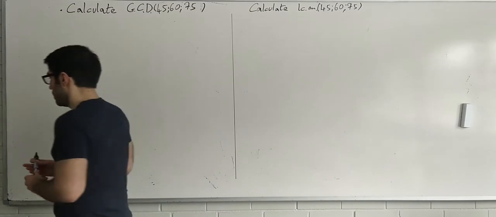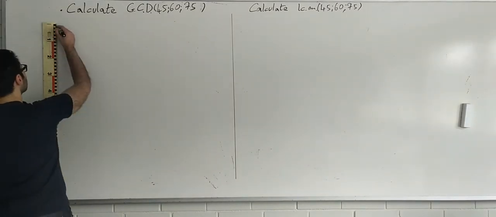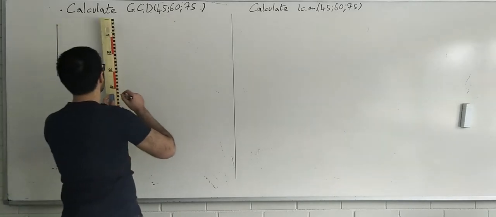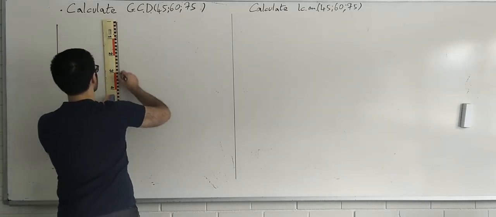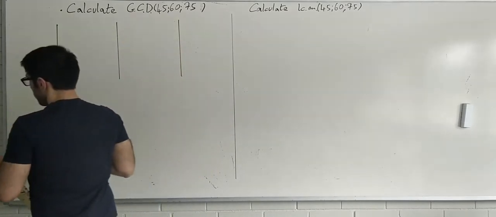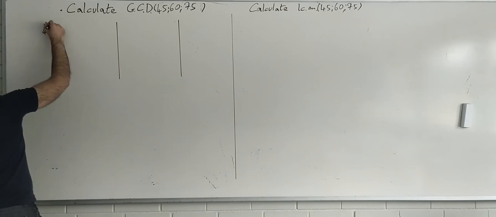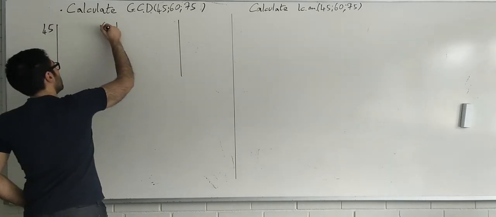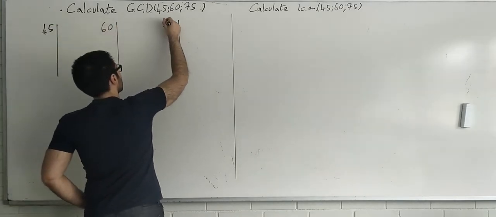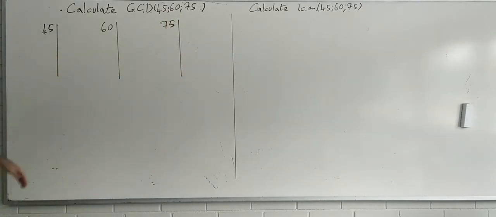So let's draw three vertical lines. We write on the left hand side the numbers we want to factorize. In this case 45, 60 and 75. Okay, let's start with 45.